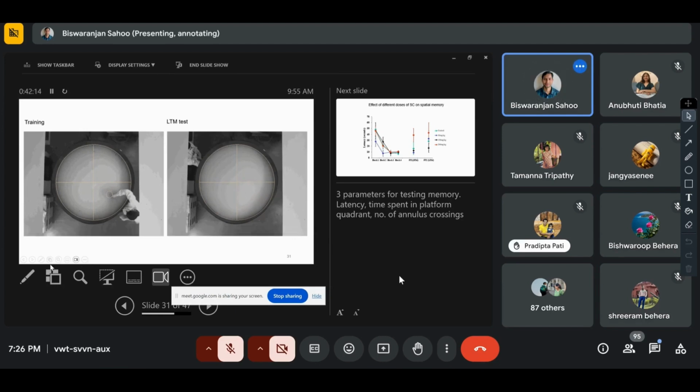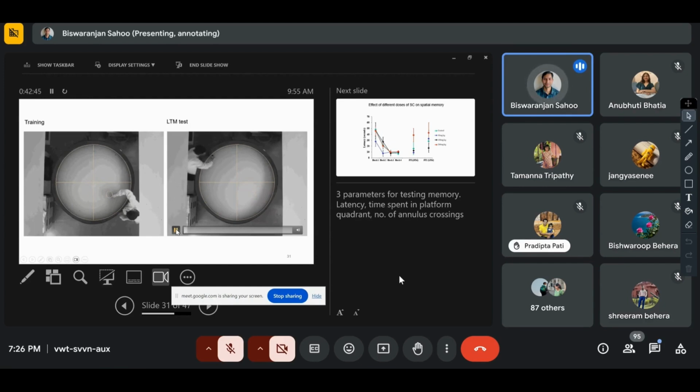And another criterion is the annulus, the previous platform area. There is no platform now, we have already removed it. How precisely it crosses this annulus, a circular path, how many times it crosses this previous platform area. If it is a precise memory, it will cross the annulus precisely. So let's play the video.